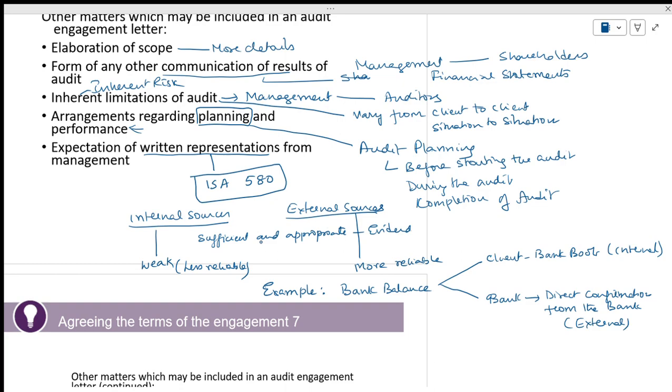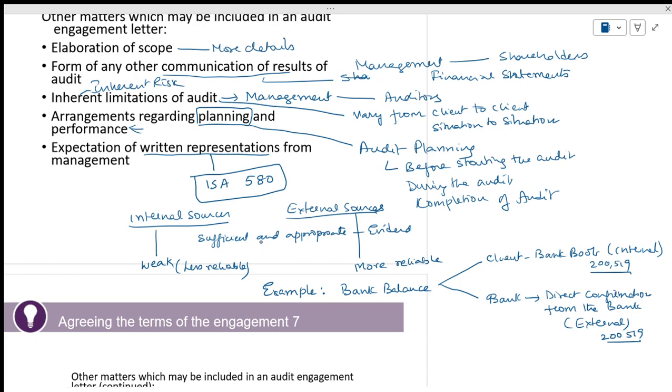Now what happens? You will get internal communication and also external. Assume the internal communication says the balance is 200,519. We want to verify, and the external communication says 20,519. We never realize this, isn't it? Always this is the written representation.